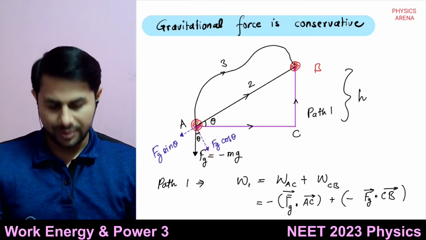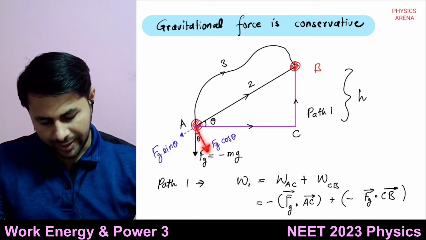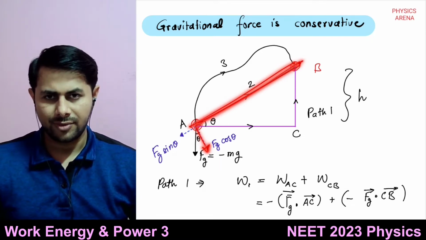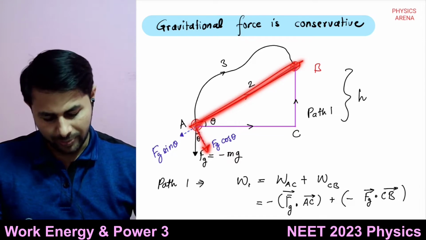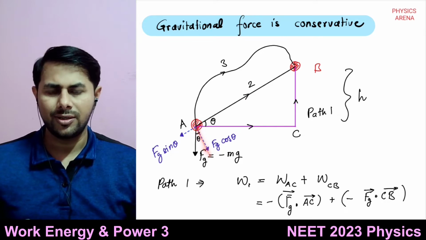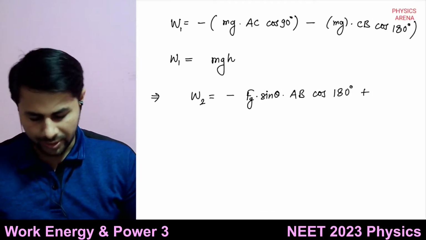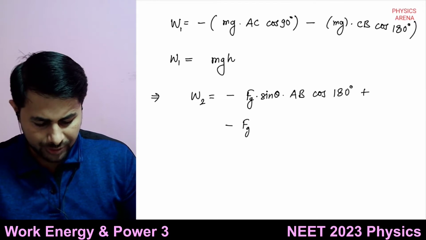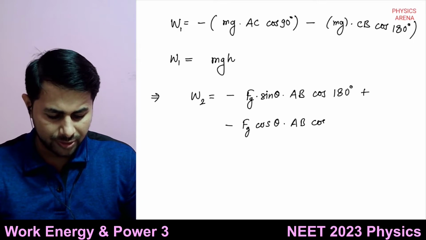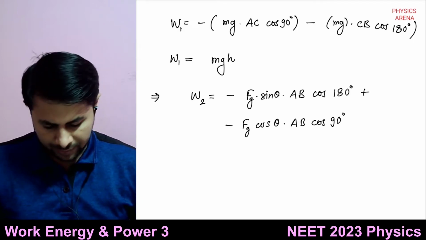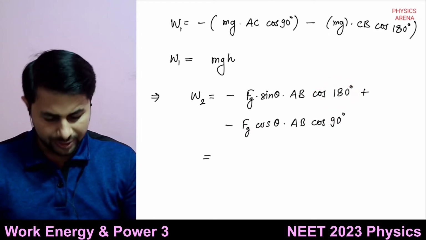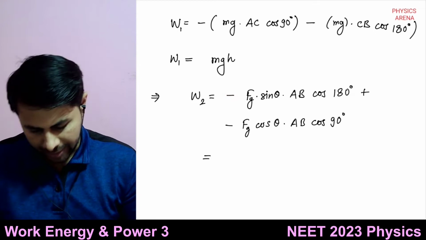And similarly, you are doing work against the second component. How much will that be? The second component acts in this direction and the displacement is perpendicular to that. So work done is what? 0. If force and displacement are perpendicular, the work done against that component is 0. Or you can write it as Fg cos theta multiplied by AB multiplied by cos of 90 degrees, which is equal to 0. And what is cos of 180? Cos of 180 is minus 1. So the negative sign becomes plus.